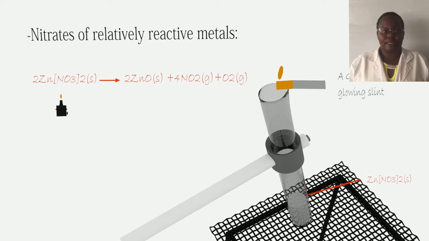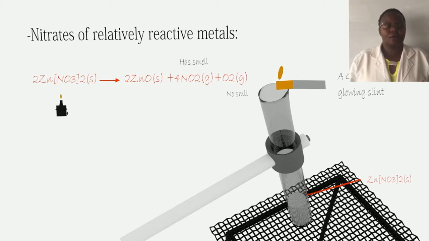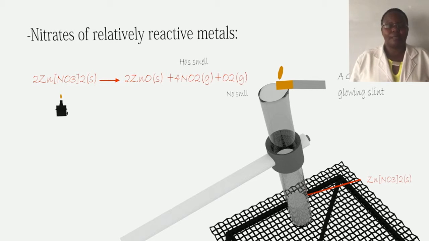Nitrogen 1 oxide has a sickly smell while oxygen has no smell, and oxygen relights a glowing splint. The only distinguishing factor between the two of them is that nitrogen 1 oxide has a smell, oxygen has no smell. And the oxides of some metals will give us very dramatic colors.